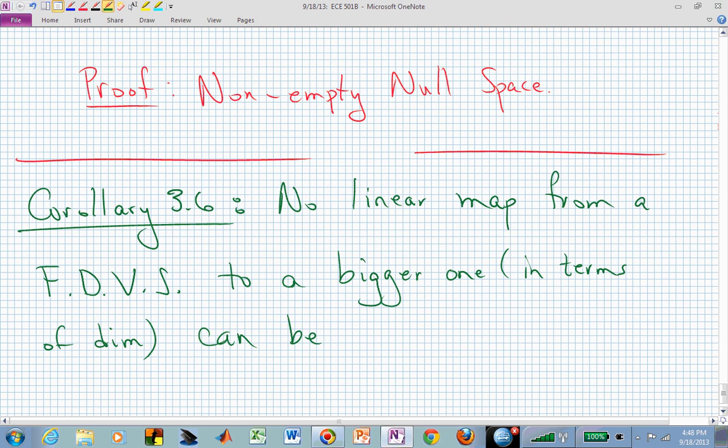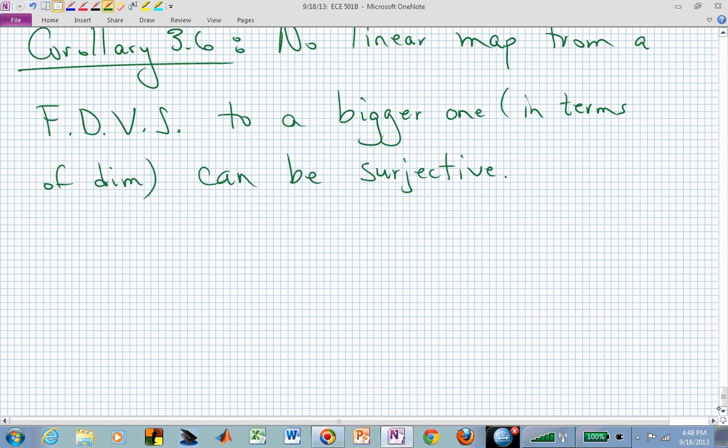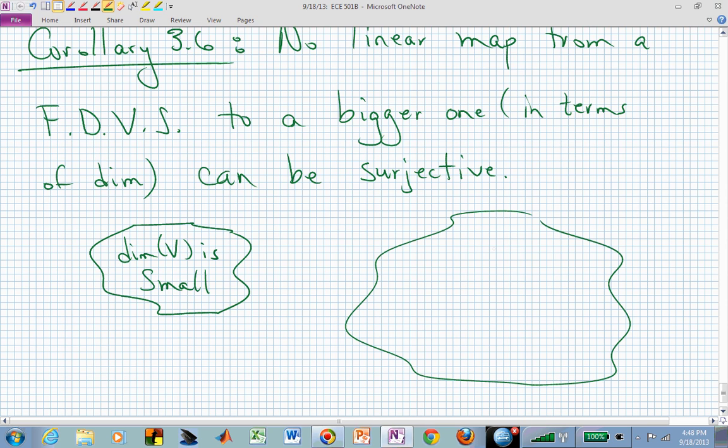And now you better get this one right. No linear map can be, if it's going from small to big, it can't be surjective, can it? The picture now is you have some small, or let's say dimension V is small, and the dimension of W is big. And now you can't hope to fill that space up.